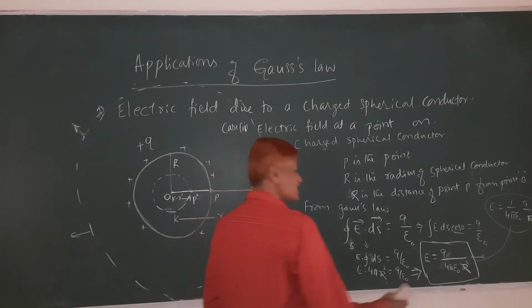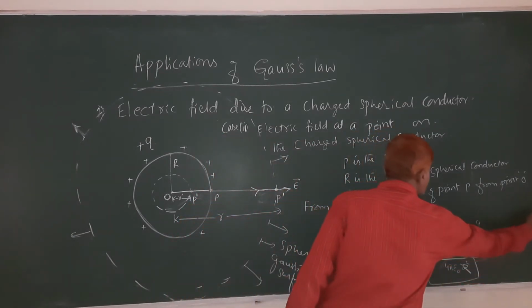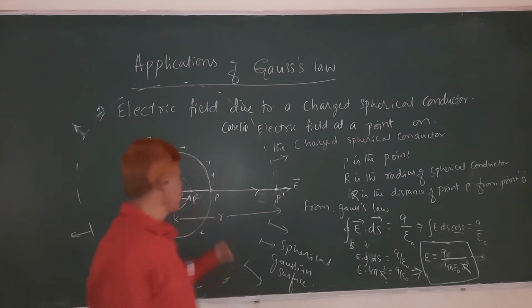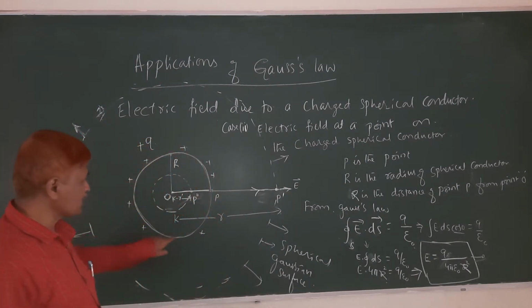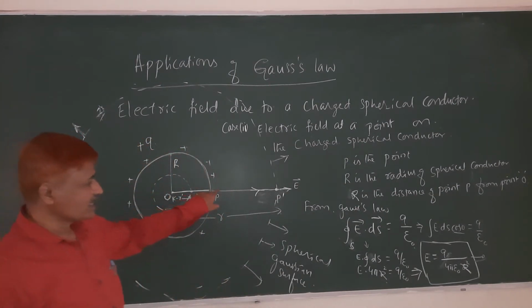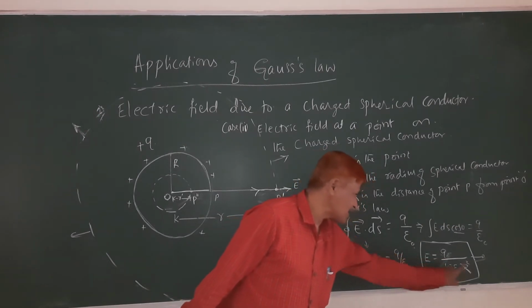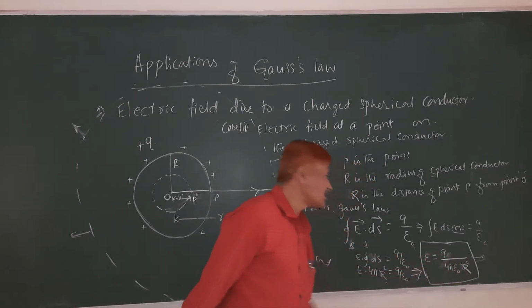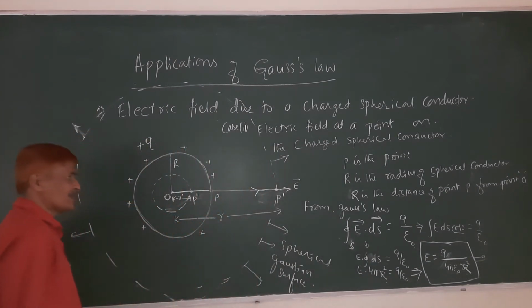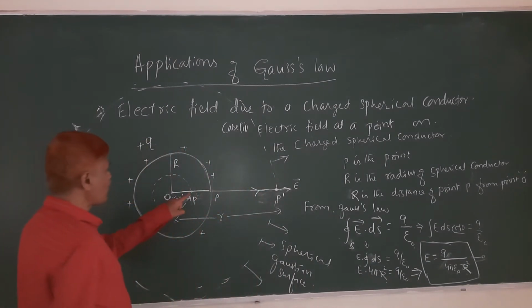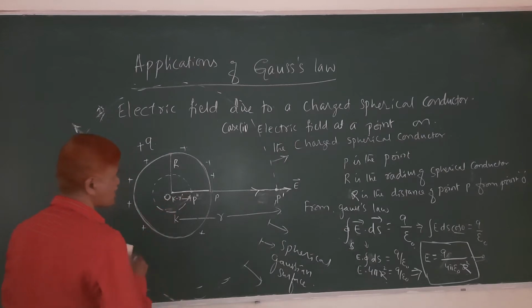Okay. This is what we get for a point on the spherical conductor. Instead of small r, you get q divided by 4 pi epsilon r square. Again, E depends on r square only. Now let us discuss a point inside the spherical conductor.